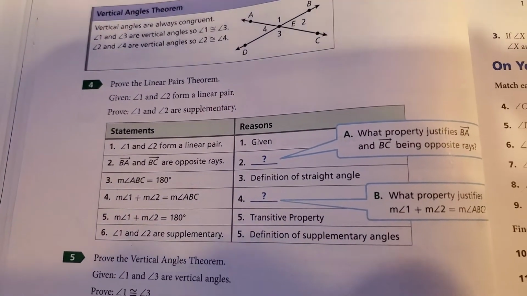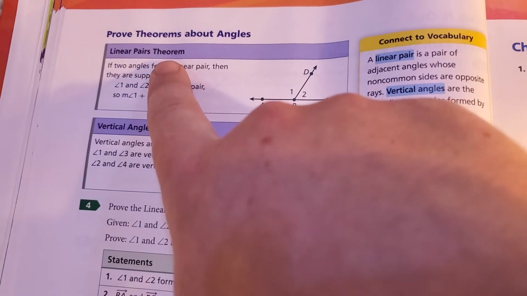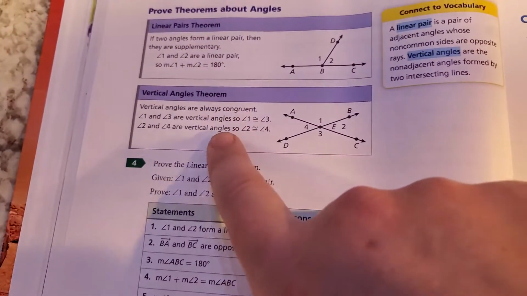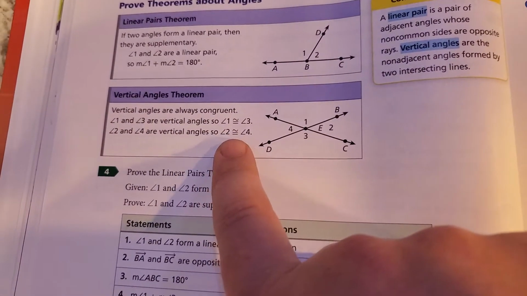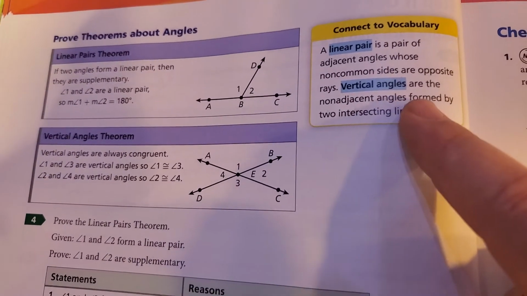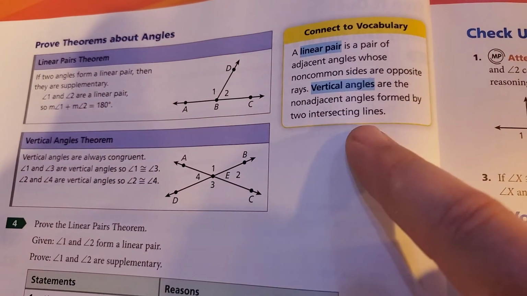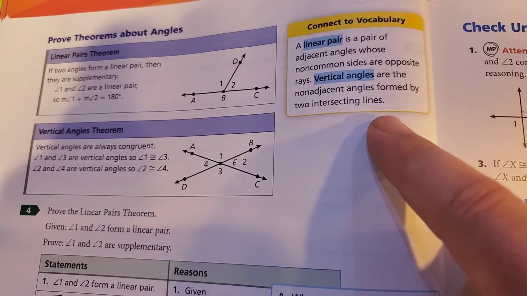So there's the proof then of the linear pairs theorem. Okay, the next theorem though on here is the vertical angles theorem. And again, there's a definition of what vertical angles are. Over here it says vertical angles are the non-adjacent angles formed by two intersecting lines.